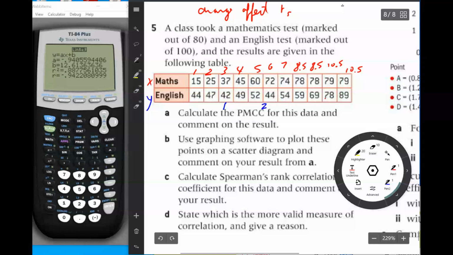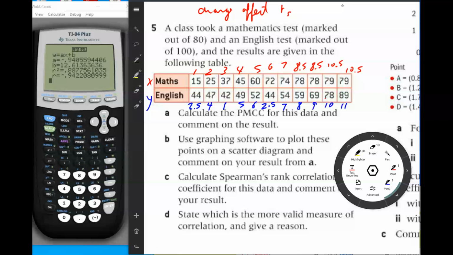So the next biggest number is 44, but there's two 44s, so there's a tie between second and third place, so we put 2.5. And then we would put 4 for 47, 5 for 49, 6 for 52, 7 for 54, 8 for 59, 9 for 69, 10 for 78, and 11 for 89.